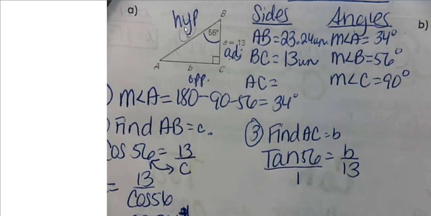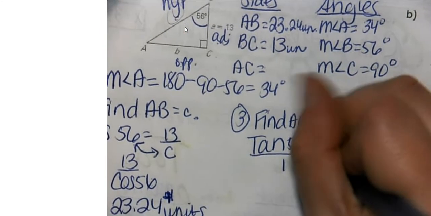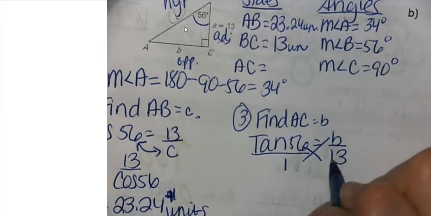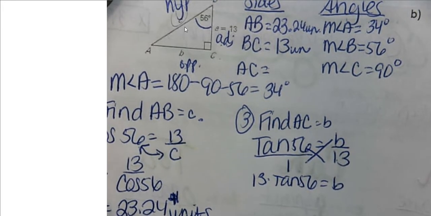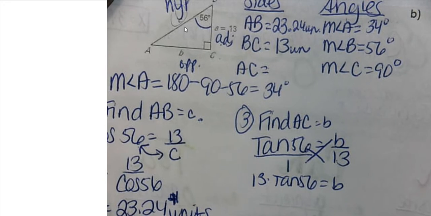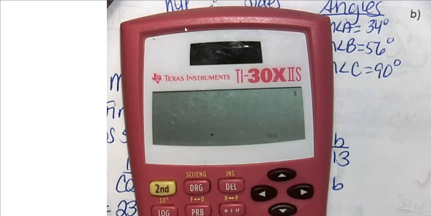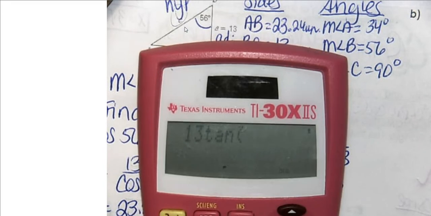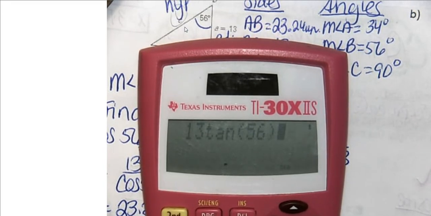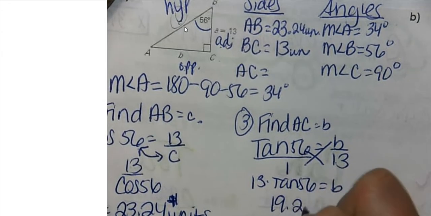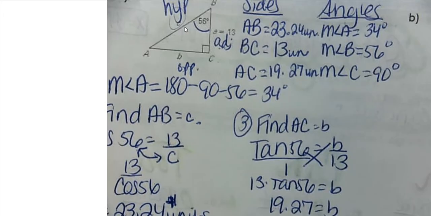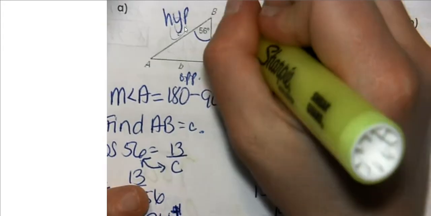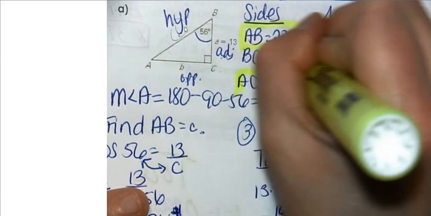So tangent of 56 is a number, and I can make it over 1 and use cross product. That means I have 13 times the tangent of 56 is equal to little b. And I'm going to put that into my calculator. 13 times the tangent of 56 is equal to 19.27. So 19.27 units is our answer. And so we were able to identify all of our missing information.